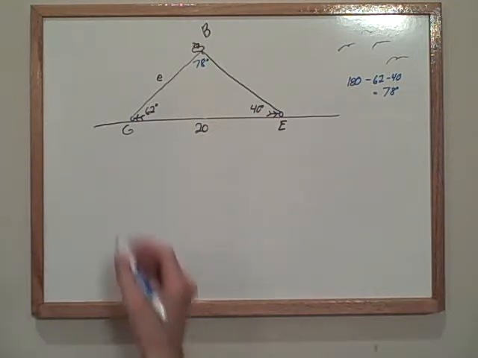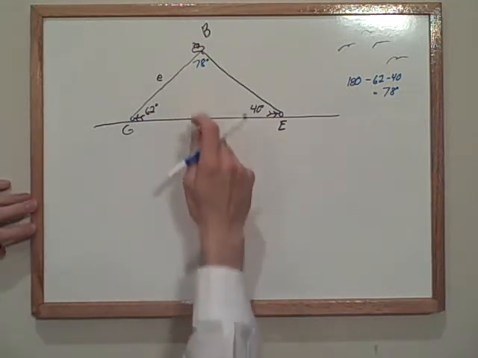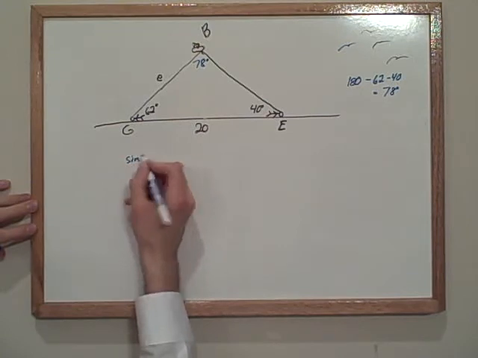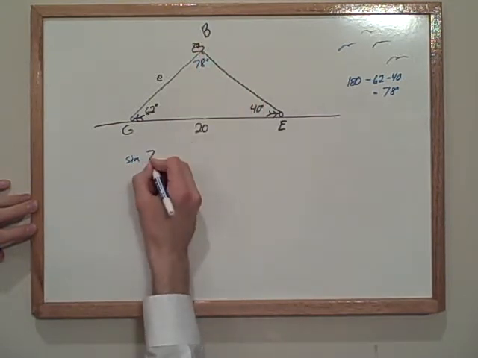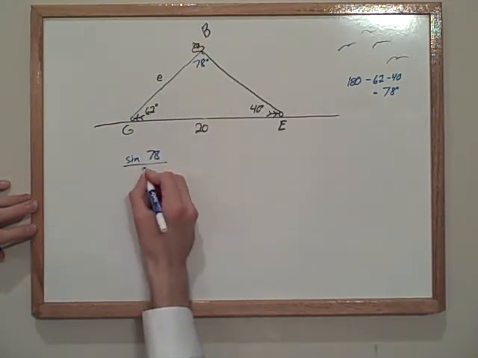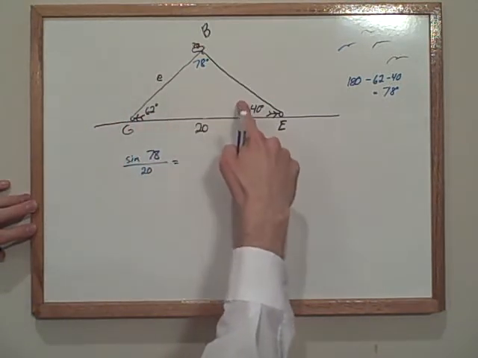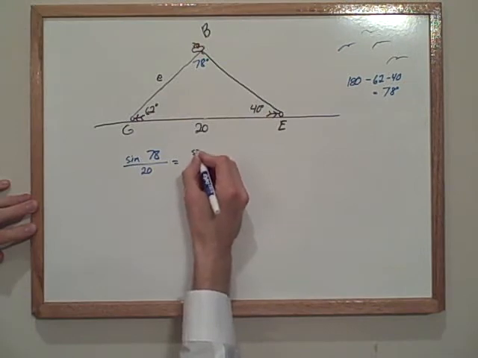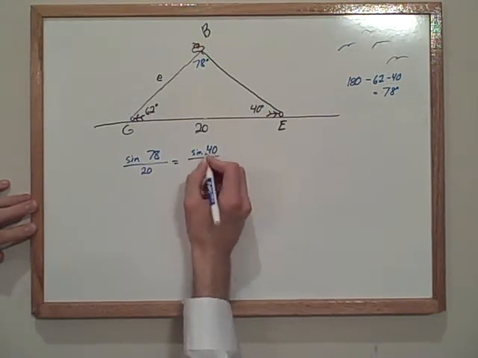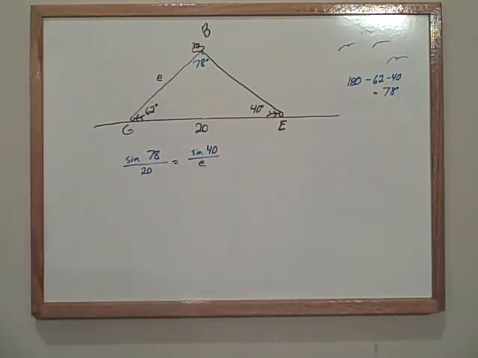So here we go. We're going to pair up an angle and the side across from it. So the sine of, in this case, big B, which would be 78, over little b, which is 20. We are looking for this one, so we're going to use that one. We go across. So sine of 40 over little e. We're going to cross multiply. Let me warn you, it's personal preference right here.